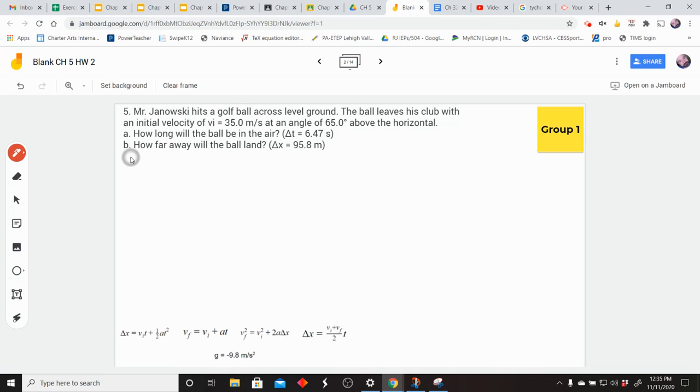So let's start off with step 1, like we always do. Step 1, for part A, how long will the ball be in the air? Well, how long in this context means time. So time is question mark seconds. Part B, how far away will the ball land? Well, I'm hitting this golf ball. It's going to land some distance sideways away from me. So what I'm really looking for is delta x. So delta x is equal to question mark meters. So those are the two things we want to figure out here.